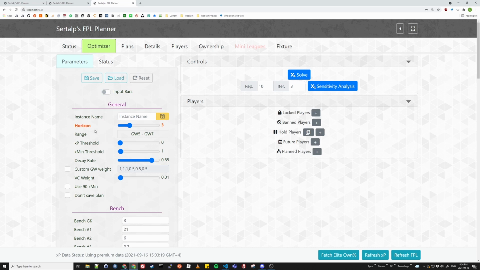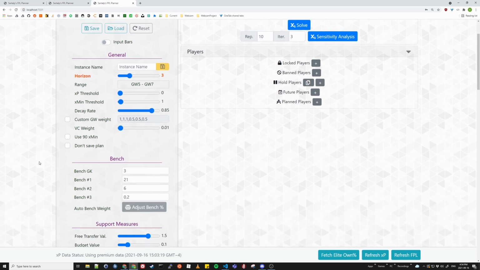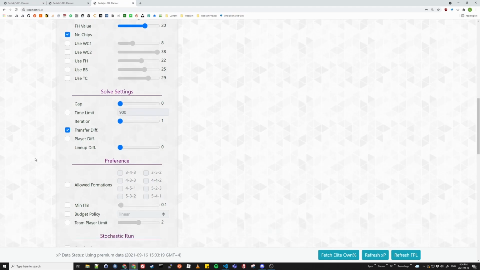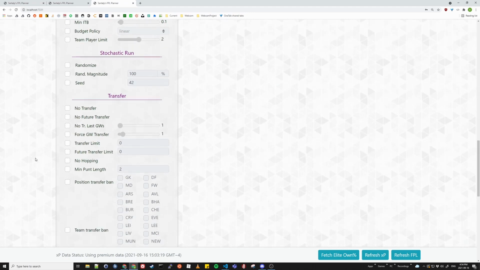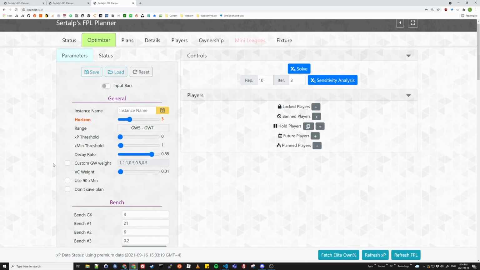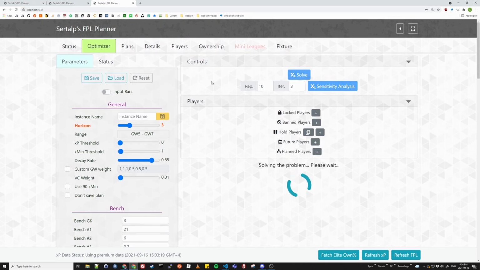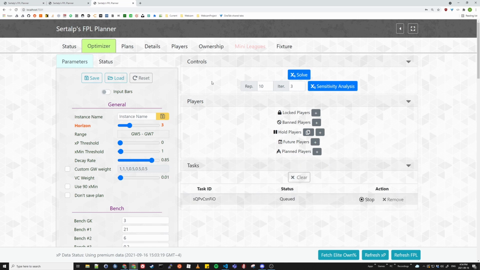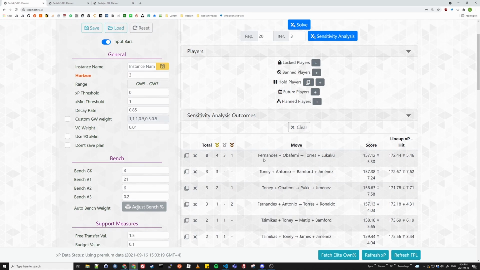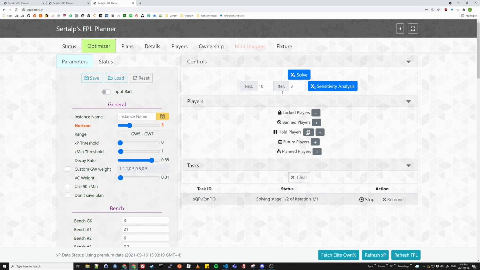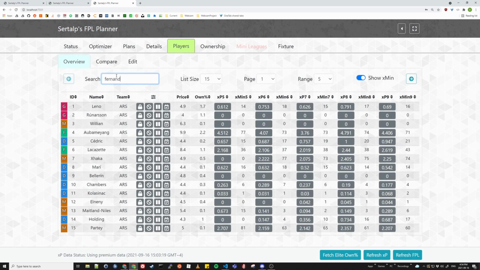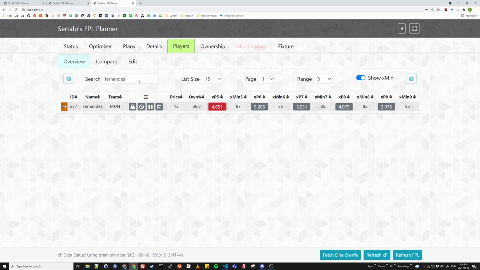So here, since I was thinking of using my wildcard game week 8, I will just solve for 3 game weeks, and here I probably won't change anything for now. I'll just try to solve this directly and then talk to you about my plans. And from the sensitivity analysis, I will also try to apply this Fernandez, Obafemi. So I will say Fernandez, and in this case I am trying to force it, and then buy Torres and Lukaku.